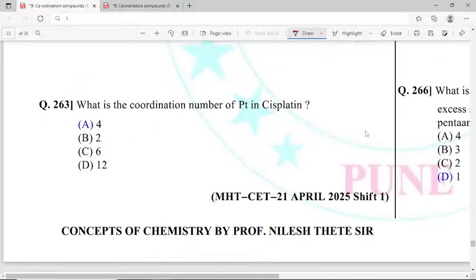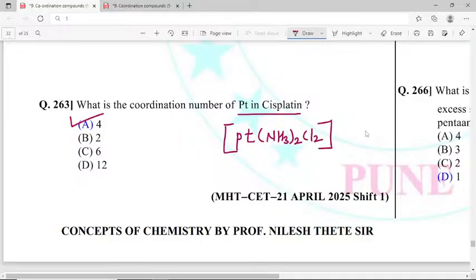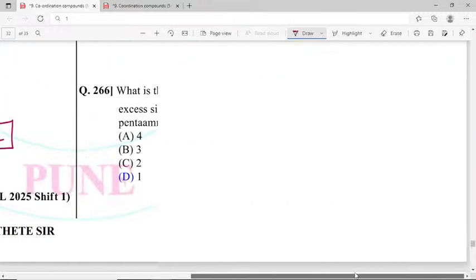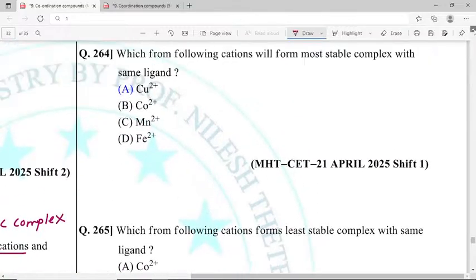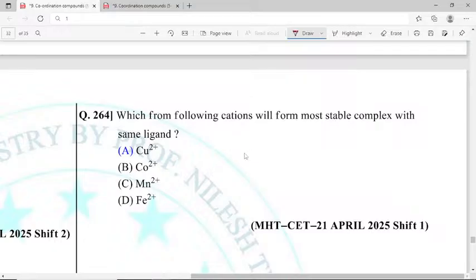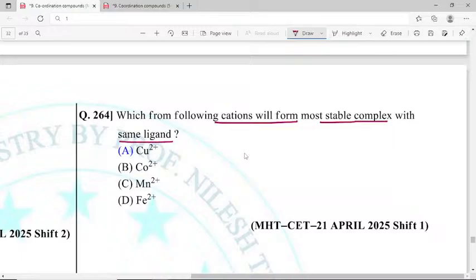What is the coordination number of Pt in cisplatin? Many times this question. Coordination number 4. Pt(NH3)2Cl2: NH3 2, Cl2 2. So number of donor atoms total are 4. Number of donor atoms is called coordination number.